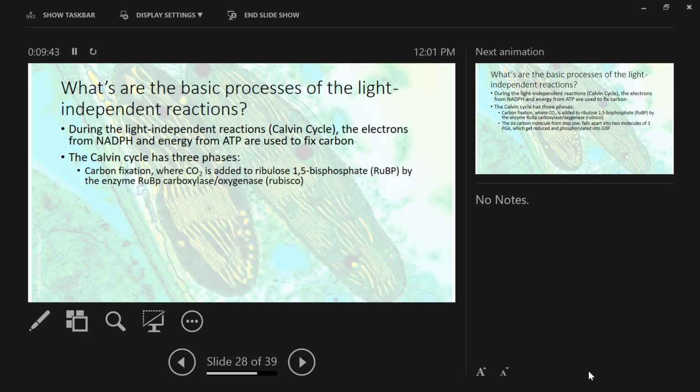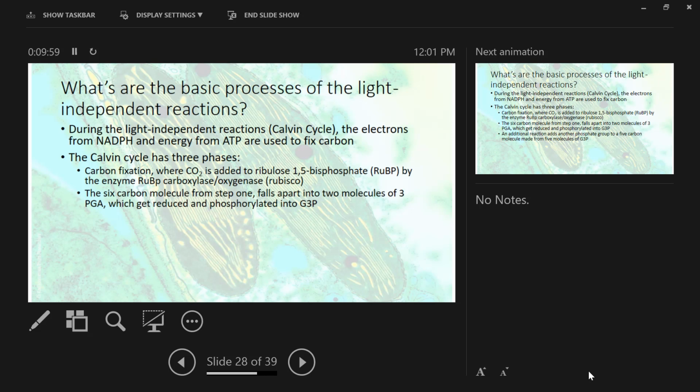Okay, so carbon fixation. This part right here is not directly part of reducing carbon. This does not reduce the carbon when you fix this to it. Okay? The reduction comes second. The second part is the reduction of the molecule.